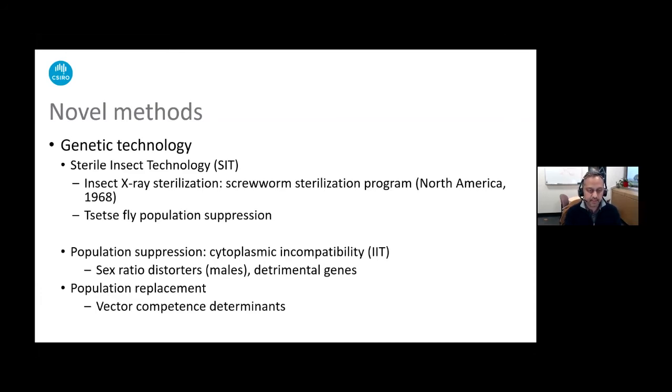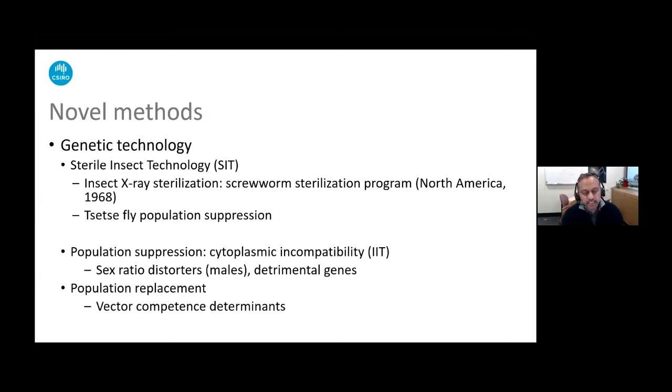It basically wiped out the screwworm population in North America and was very successful. So this technology has still been used in some areas for tsetse fly population suppression. Now, tsetse flies, if you didn't know, are very important for transmission, or they are major vectors for transmission of African sleeping sickness. So there is a need for reducing the population of these flies.